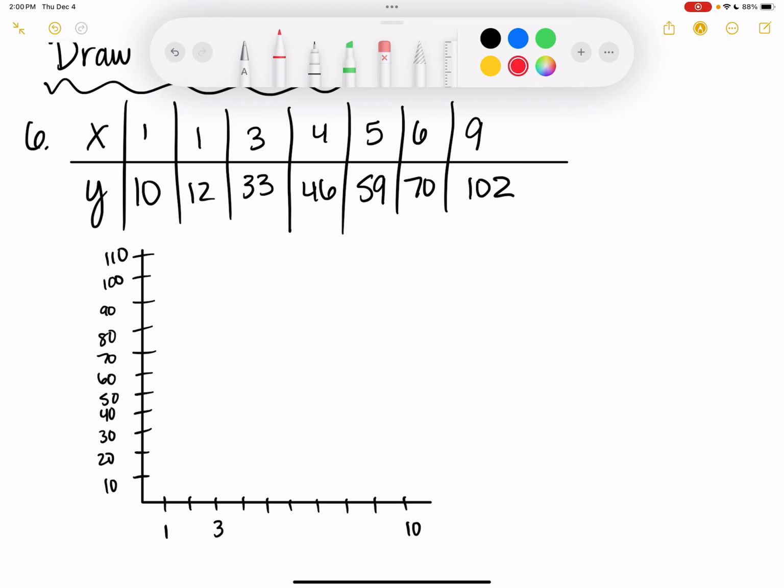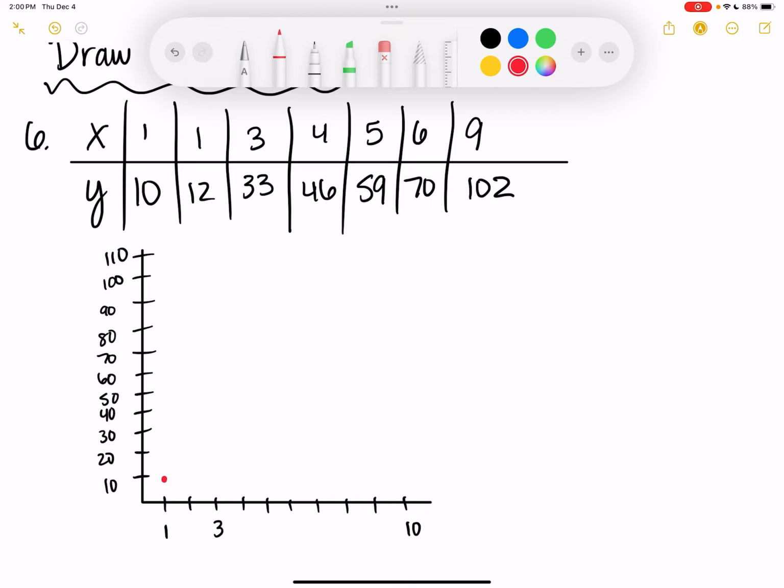All right, so these are just ordered pairs here. 1, 10, so we're plotting that point. So at 1, 10, I put a point. At 1, 12, I have a point. So that one's just going to be a little bit higher.